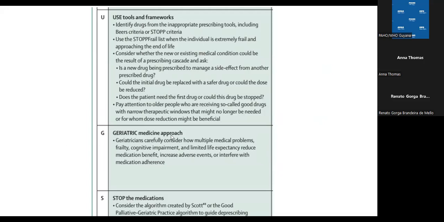G, geriatric medicine approach. Geriatricians carefully consider how multiple medical problems, frailty, cognitive impairment, and limited life expectancy reduce medication benefit, increase adverse events, or at least increase the risk for adverse events, or interfere with medication adherence. So again, comprehensive assessments are required to understand not only risks, but if potential benefits are reduced.